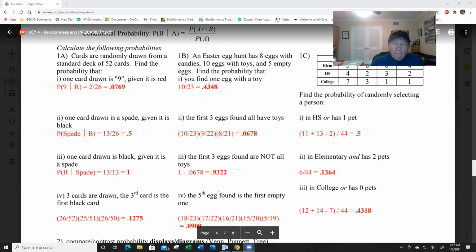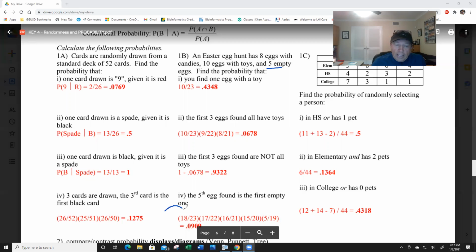All right. The 5th egg found is the first empty one. All right. So there's 5 empty ones, right? That'd be terrible to get in an Easter egg hunt. You have an empty egg. Okay, so the 5th one is the first empty one.